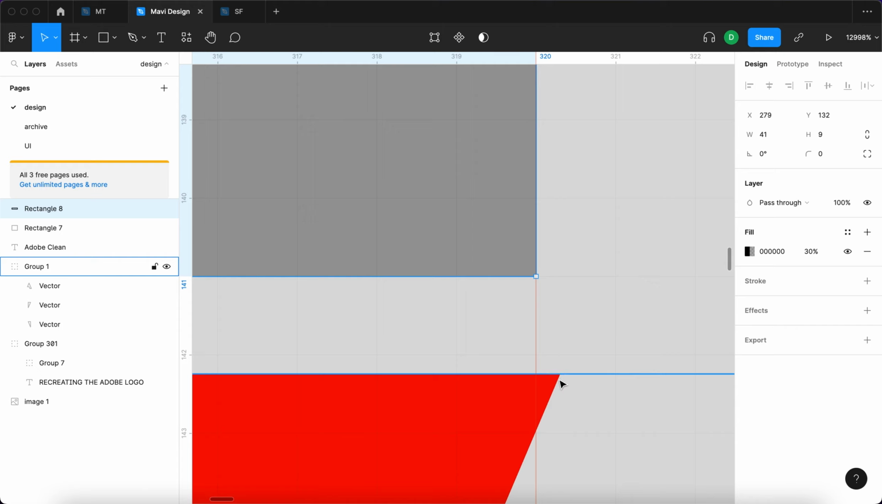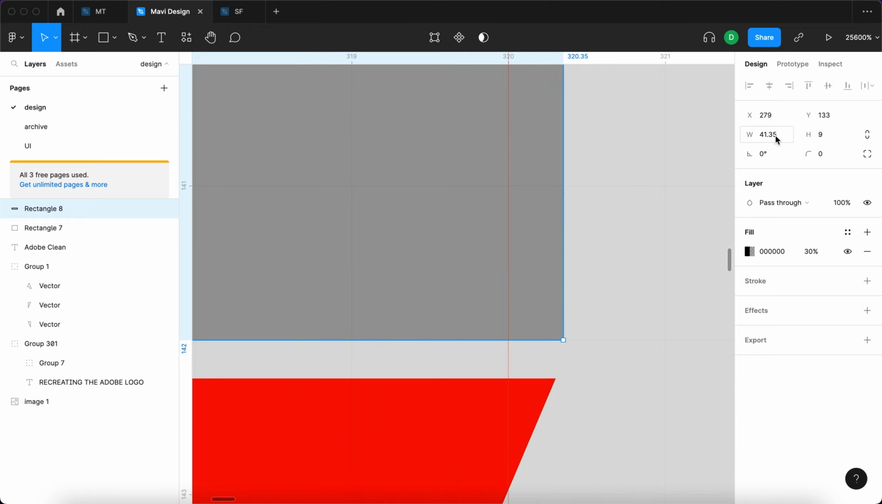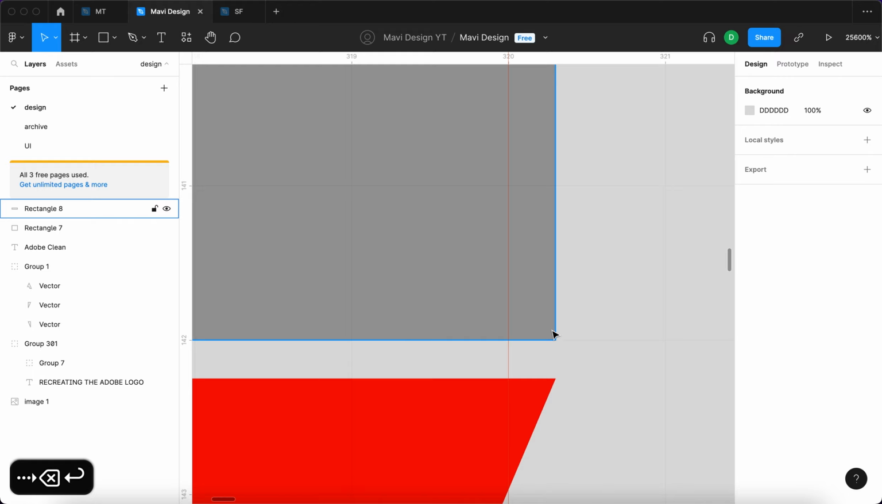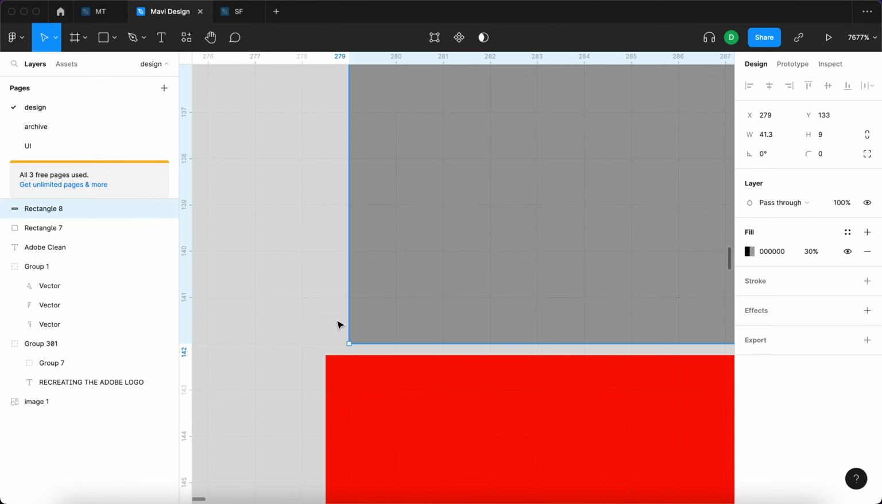So the end of this triangle appears to be somewhere at around 41.25, maybe a bit more toward the 0.5 mark. So let's say 41.35 or maybe 41.3. Yeah, I think that's the closest. But as you can see, at the same time, we are not aligned over here. So let me actually set the position of this rectangle to be 278.5, I think. Yeah, that seems about right.